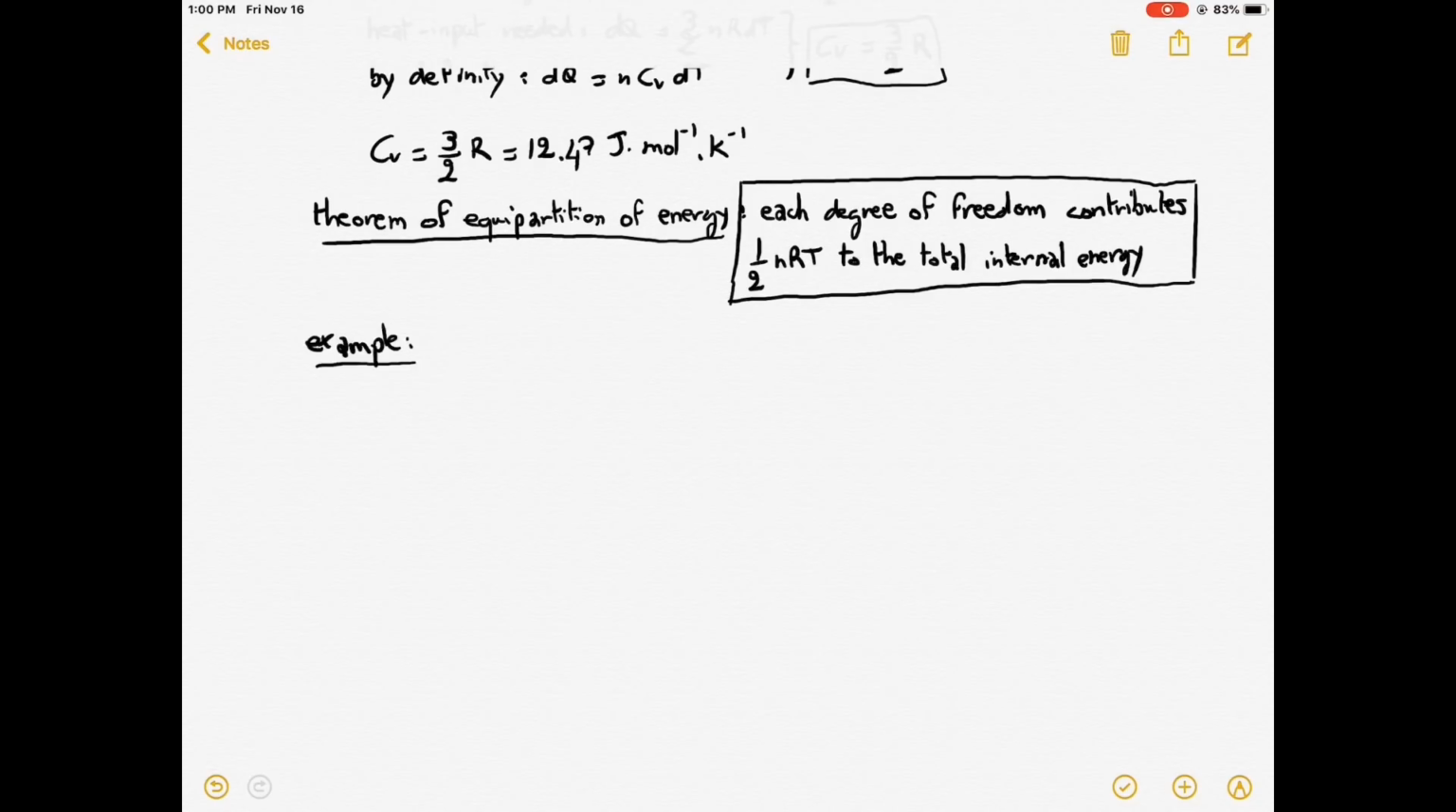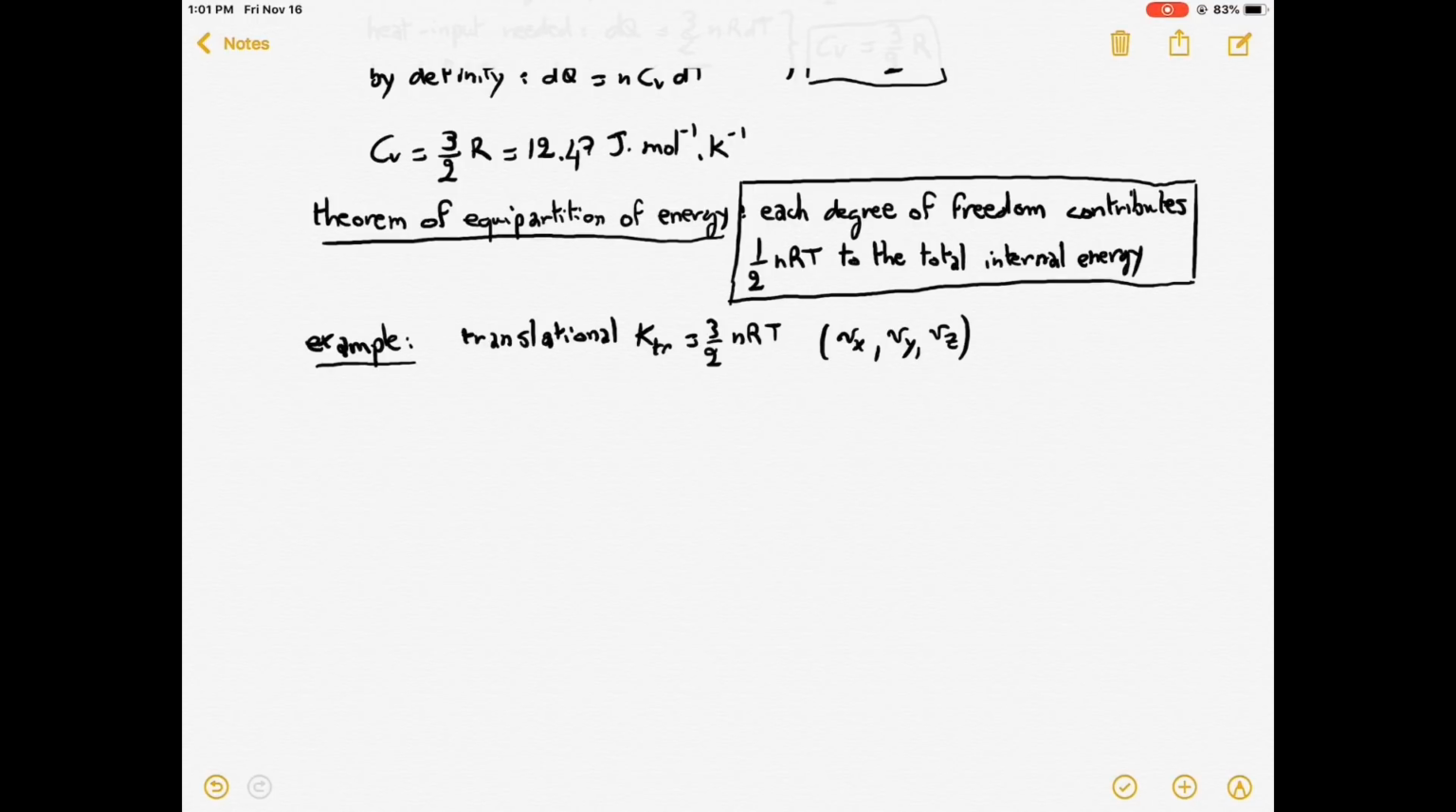If we have a molecule, we're going to have the translational degrees of freedom. This molecule can move along 3 directions. It's going to have a speed along x, a speed along y, and a speed along the z-axis. And so we have 3 degrees of freedom. Each of them contributes 1/2, and so the translational kinetic energy is 3/2 nRT. And this is the result that we already used in the previous lecture.